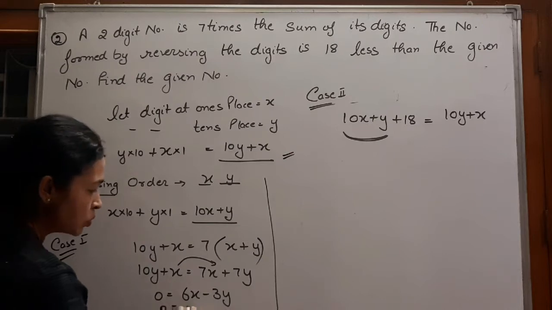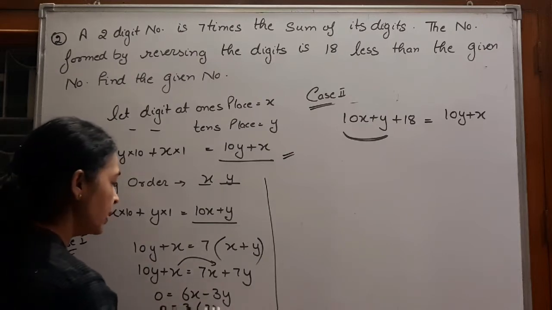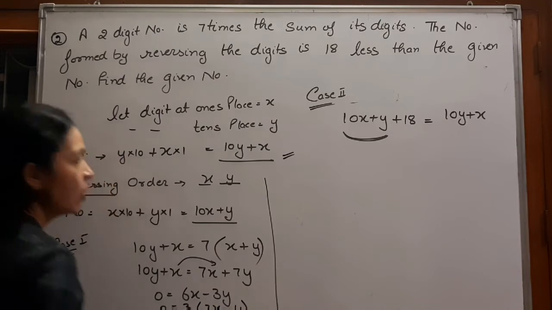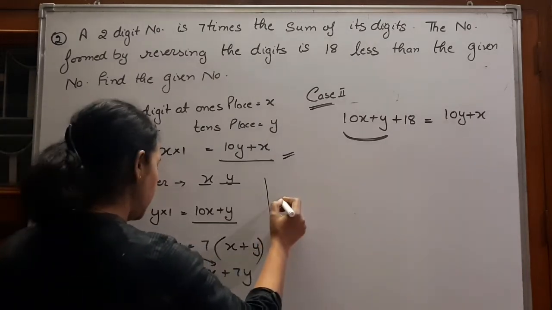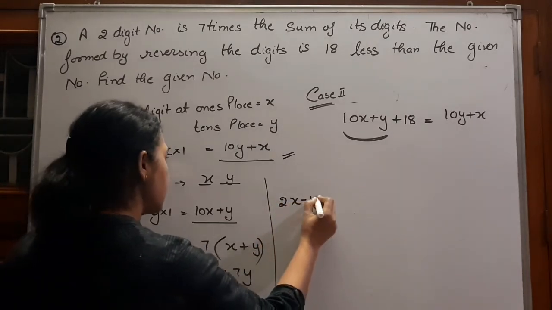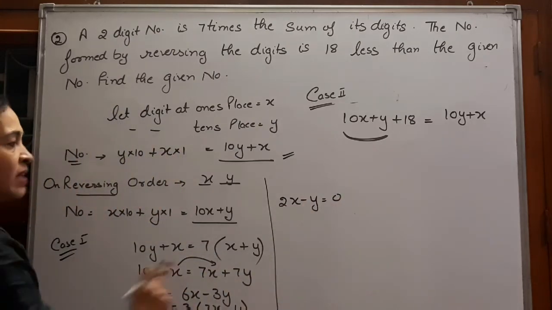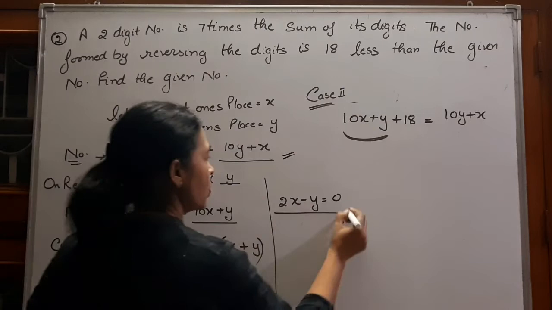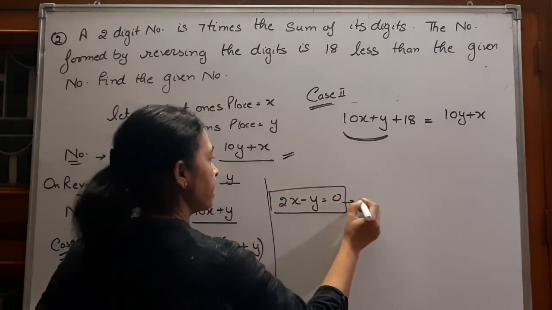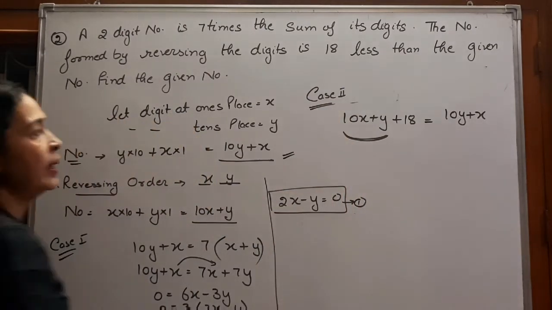We have 0 equals 3 common, 2x minus y. So our equation 1 will be 2x minus y equals 0, since 0 upon 3 is 0. 2x minus y equals 0. This is equation 1.